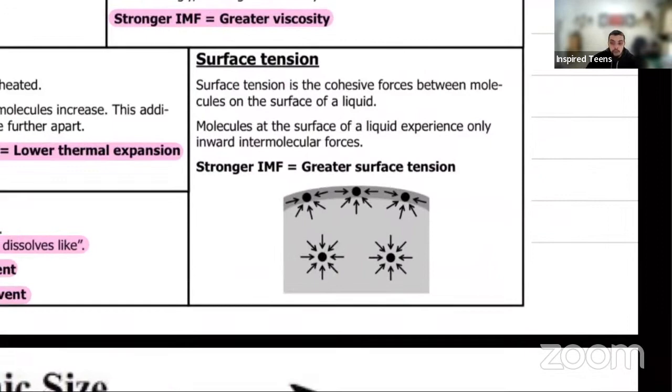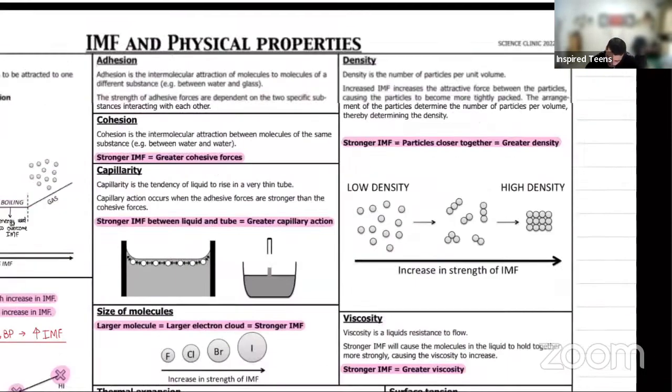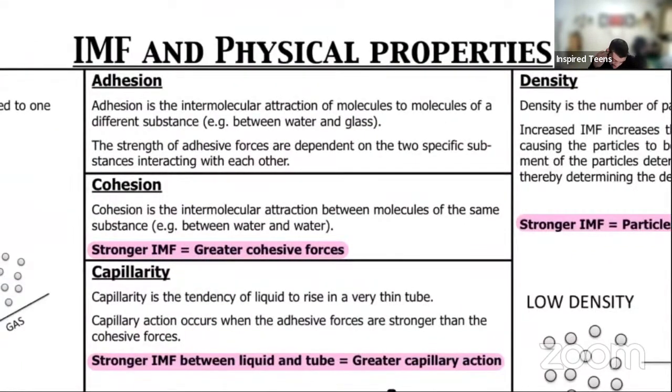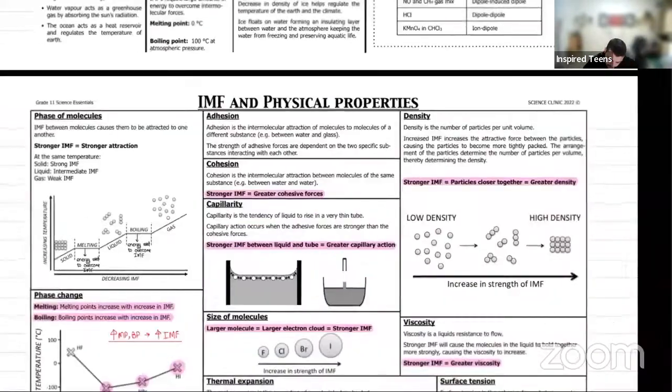Surface tension is the cohesive forces between molecules on the surface of a liquid. Okay, molecules at the surface of a liquid experience only inward intermolecular forces, and the relationship is the greater the surface tension, the greater the intermolecular force, or the greater the intermolecular force, the greater the surface tension, right? It says the cohesive forces. Remember we said cohesion is the intermolecular attraction between molecules of the same substances.